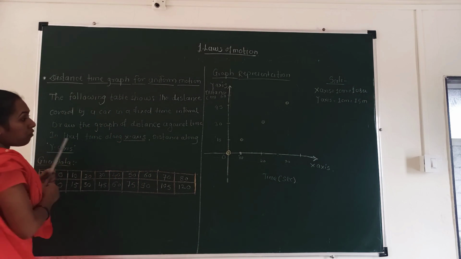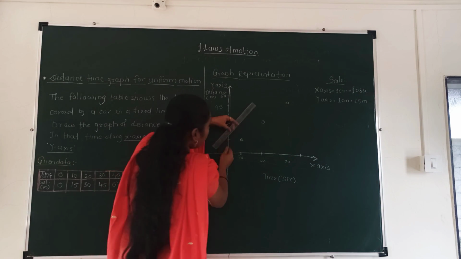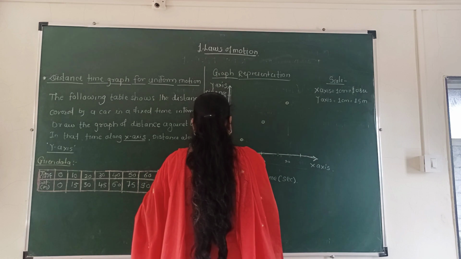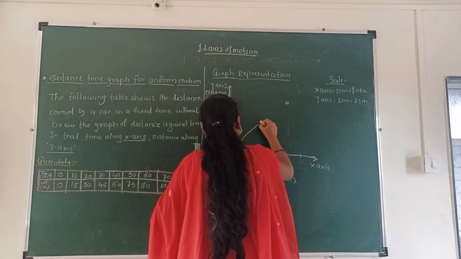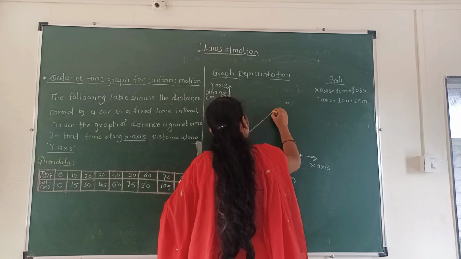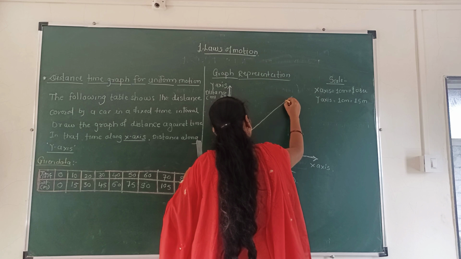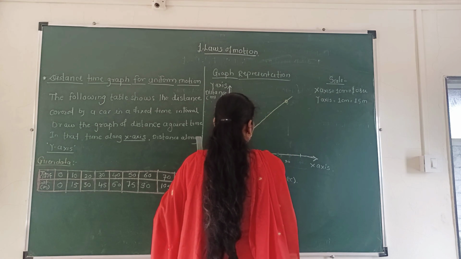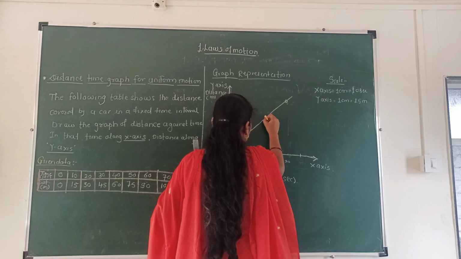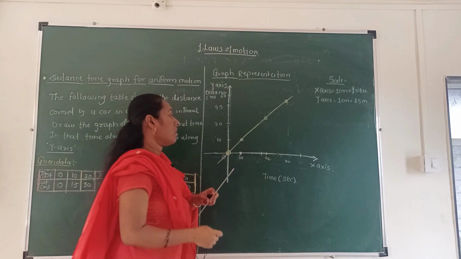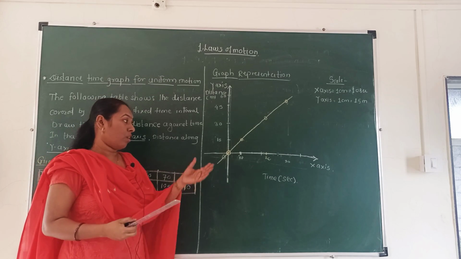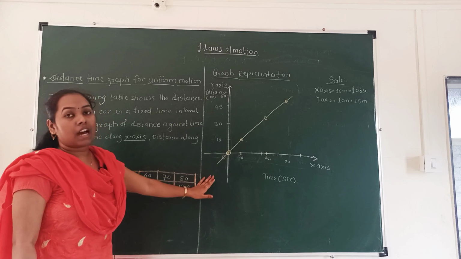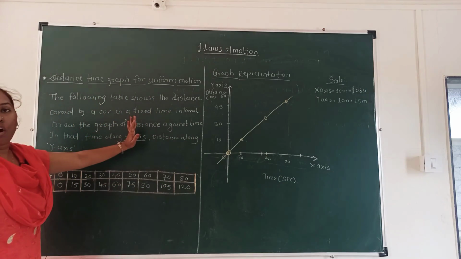Now join all these 4 points with the help of a scale. With the help of a scale we can join these points. See, when such a kind of line is obtained in our graph, that graph is known as a uniform motion graph.